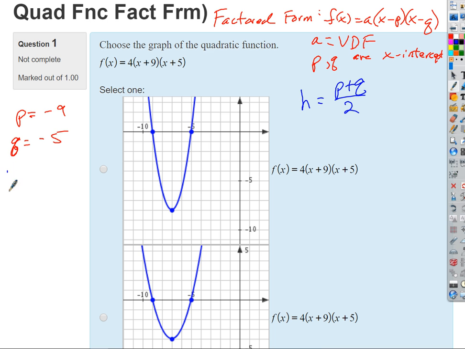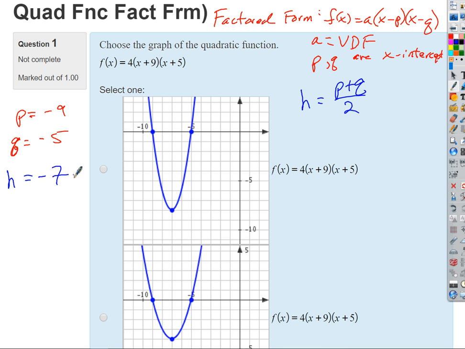So what's that give us here? h equals what's -9 plus -5 divided by 2? -7. Oh, that's what I said on Friday, remember? Yes. I just didn't know why it was happening. I just knew it was happening. But you saw it, that's what it was.